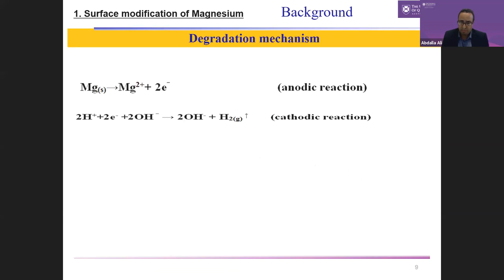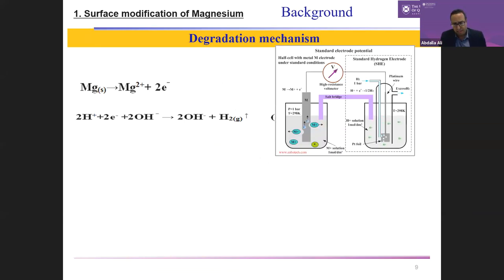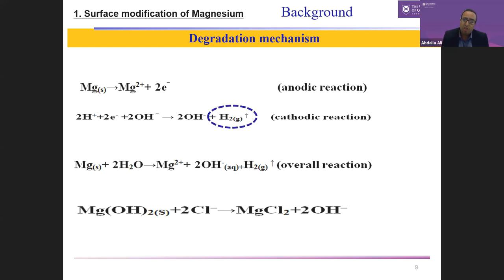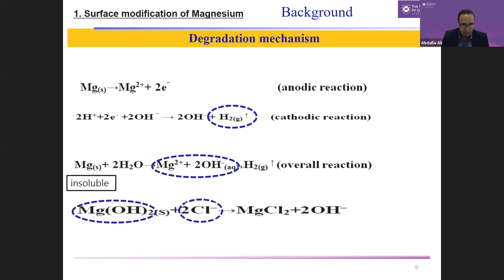of magnesium. About the degradation mechanism, when it interacts with the surrounding environment, like the physiologic environment in the human body, magnesium in the cathodic reaction converts to magnesium hydroxide and releases hydrogen gas. The magnesium hydroxide, in an excess amount of chloride, like in our human body, which is more than 150 millimole per liter, converts to magnesium chloride. Magnesium hydroxide is insoluble, but as I mentioned, in chloride it converts to magnesium chloride, a highly soluble compound that is easy to extract and remove from the human body.